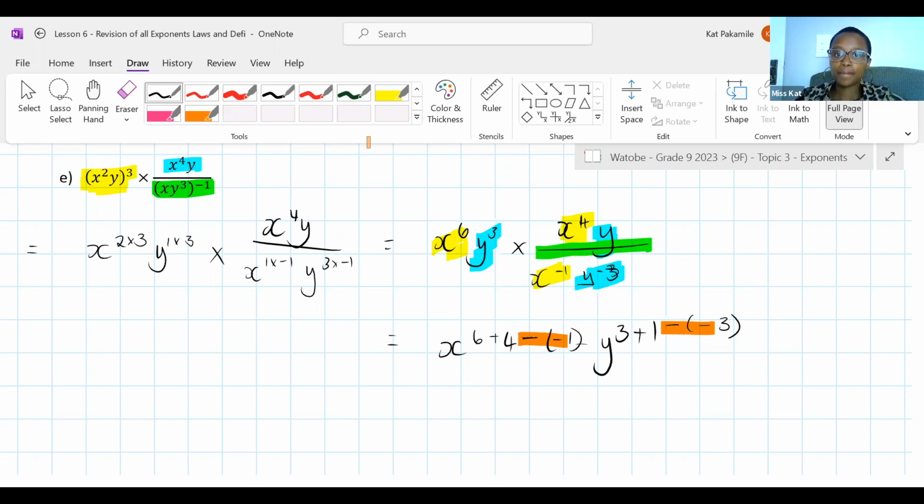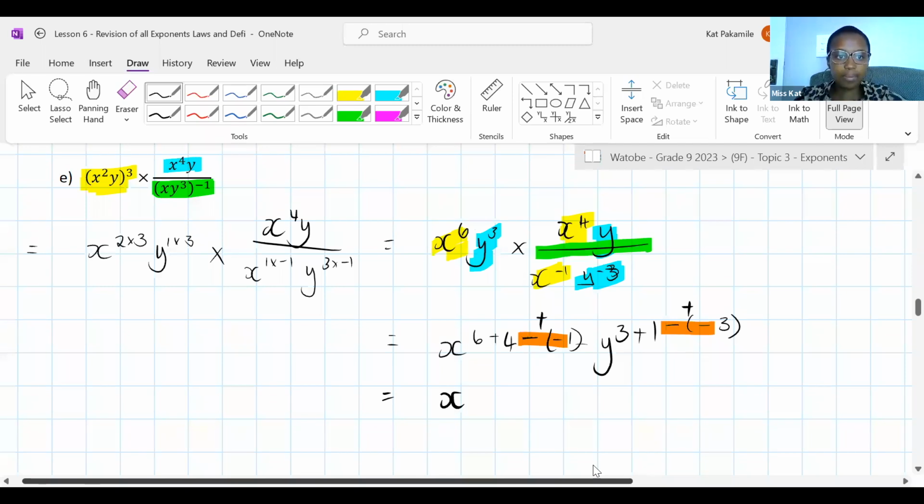A positive. Same here. Positive, right? So let's do a final answer. 6 plus 4 is how much? Plus, not minus. 6 plus 4 is 10. And then plus 1. What's 10 plus 1? It's 11. We are done with x.